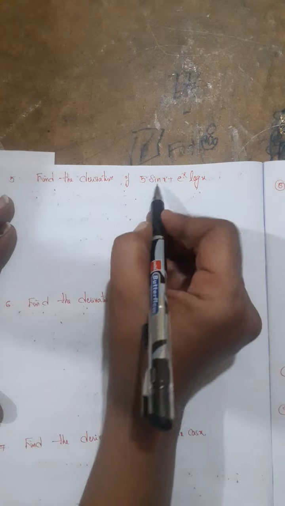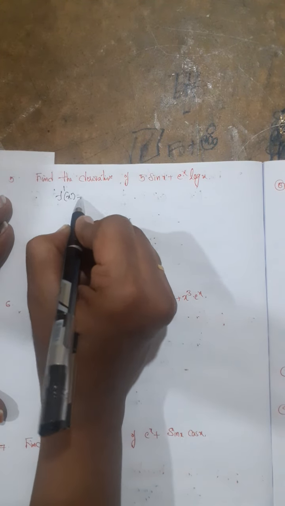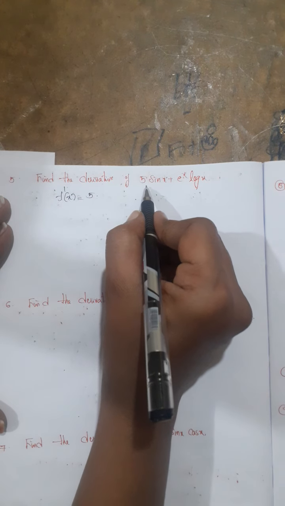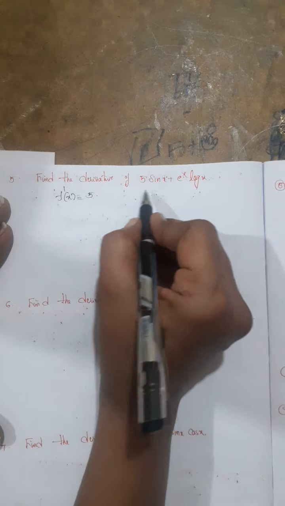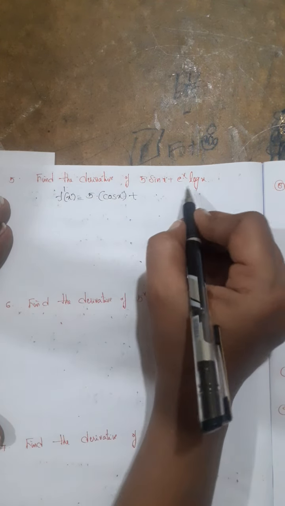Next question. This is f of x. I am doing f dash of x. F dash of x is equal to 5 into sin x. What is the sin x differentiation? Sin x differentiation is cos x, right? So cos x.